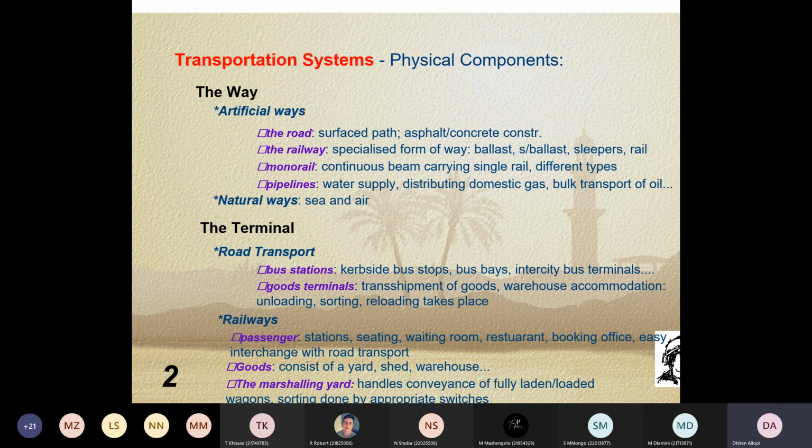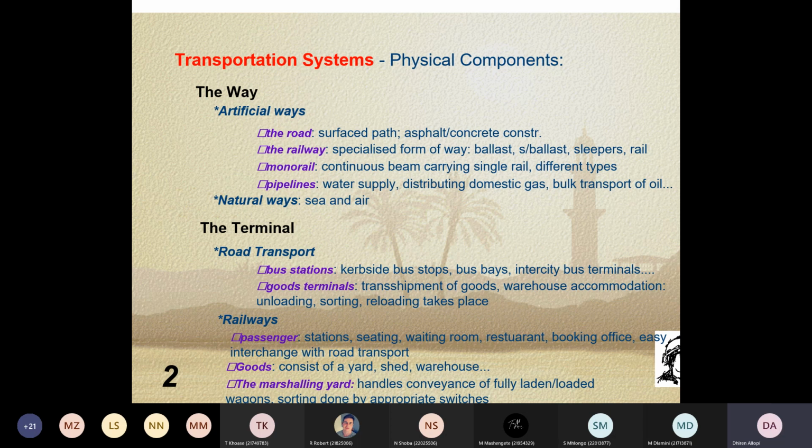And then of course, similarly, we have pipelines where you have distribution of gases, liquids, and so forth, oils. So those all fall under the artificial ways, and then the natural ways are your sea and air. With terminals, regarding firstly road transport, you have your bus terminals. Many of you maybe traveled from here to Johannesburg and you got to the bus terminal somewhere near NMR Avenue. All your intercity buses are there.